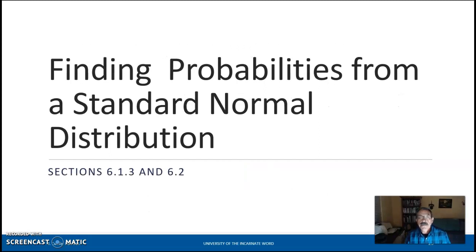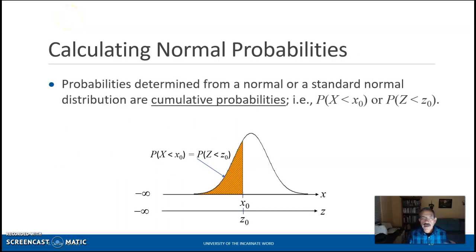This is part 3 of the Module 6 lecture. In this segment, we're going to learn to use the standard normal distribution to find probabilities. All right, the first thing to note is that when you are obtaining probabilities from a normal or a standard normal distribution, we are obtaining what are called cumulative probabilities. So it's an accumulation of probability from the leftmost value on the x scale or the z scale up to some number x sub 0 or z sub 0.